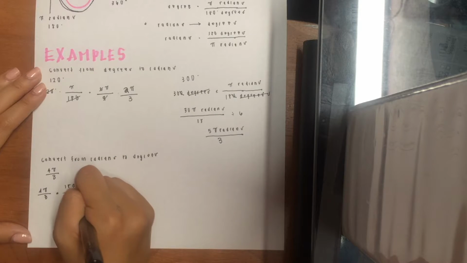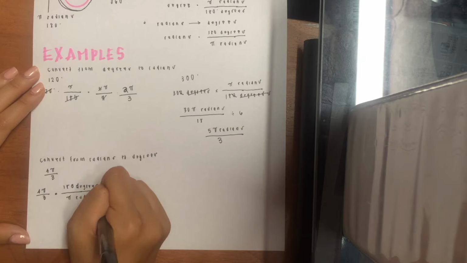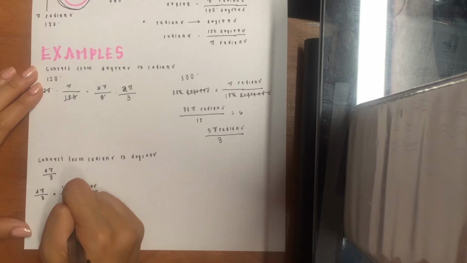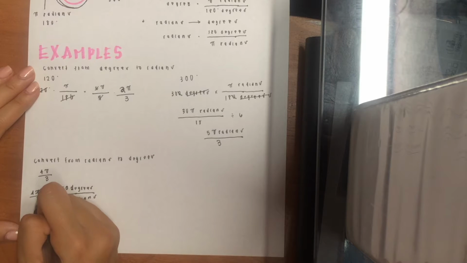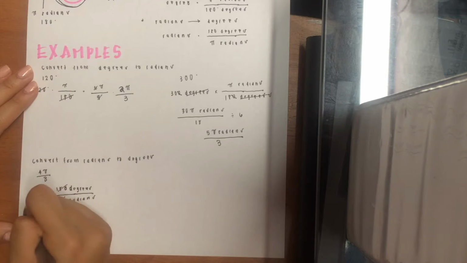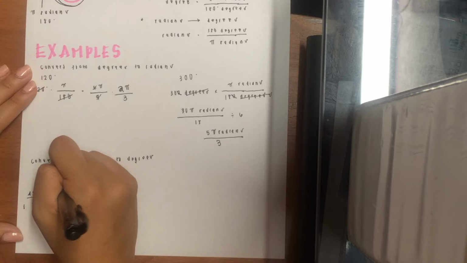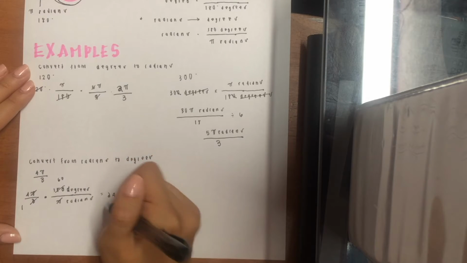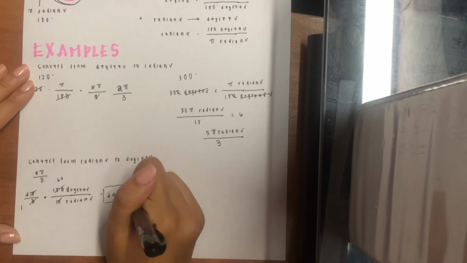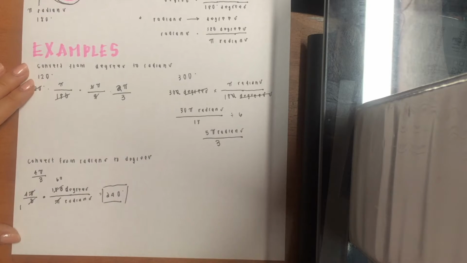The pi would cancel out, and we then can simplify 180 by dividing it by 3 from the denominator of 4 pi over 3. This would leave us with 60. We then would multiply 60 times 4, leaving our answer to be 240.